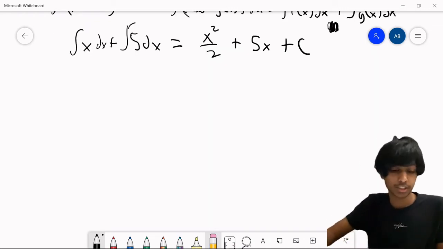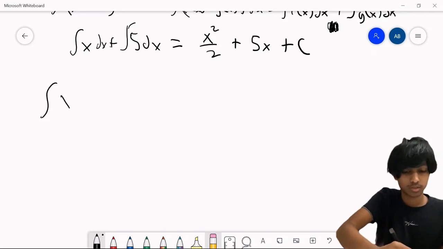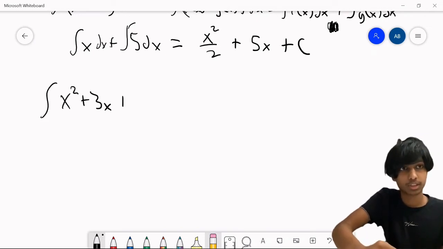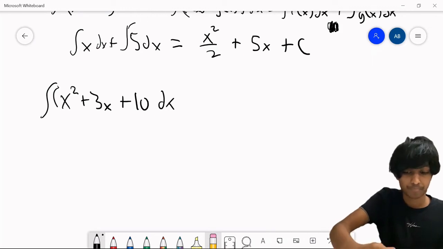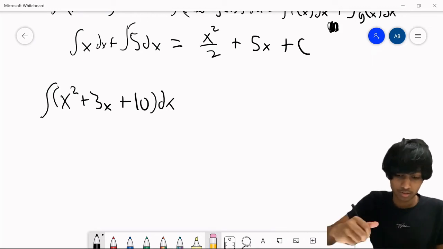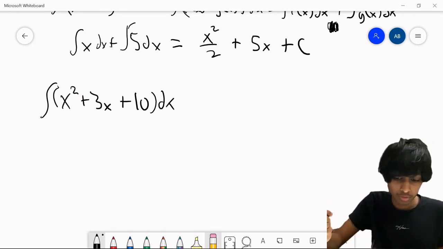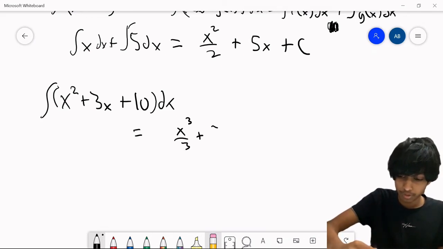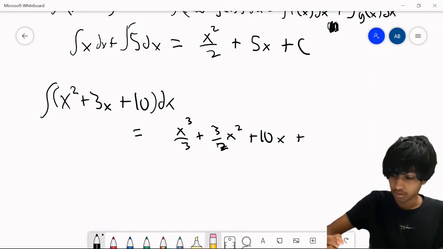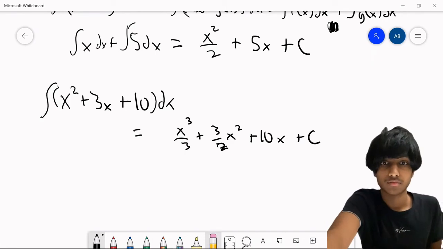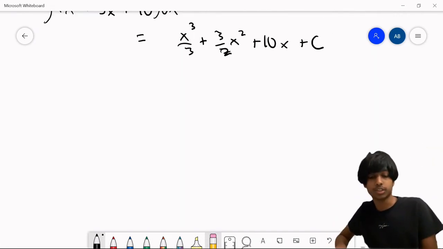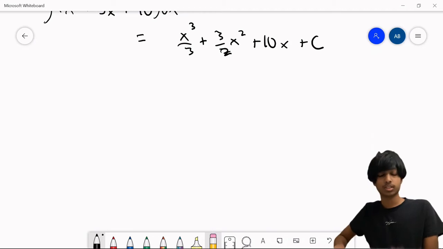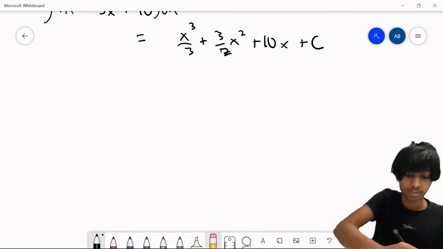Let's try another example. So let's do the integral of x squared plus 3x plus 10 dx. So we just use the sum and difference rule we learned above. So that would be x cubed over 3 plus 3 over 2 x squared plus 10x plus c. Now what we've been using is the indefinite integral. So let's get some practice with the definite integral.